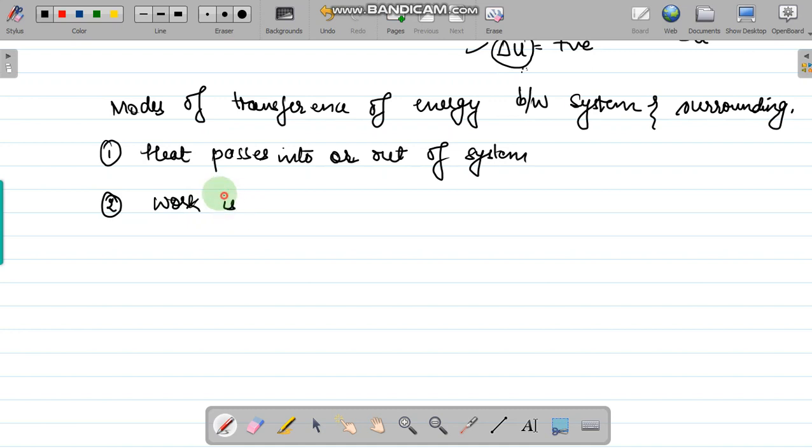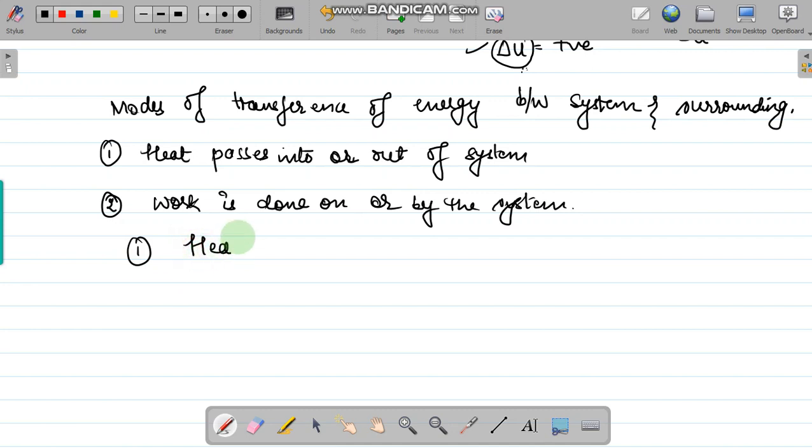Another, work is done on or by the system. These are the two important modes of transference of energy between the system and the surrounding. Means कौन से हो गए? एक heat हो गया और एक work हो गया. So first of all we are going to study about the heat.